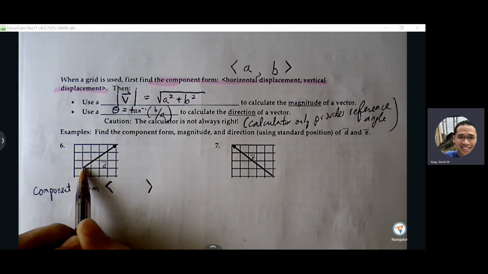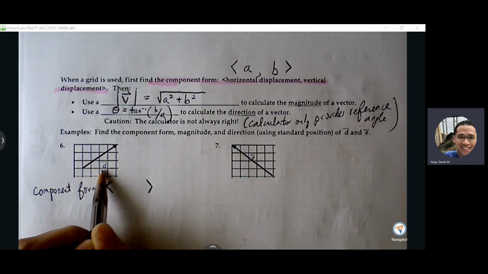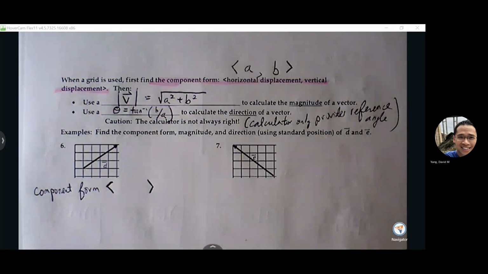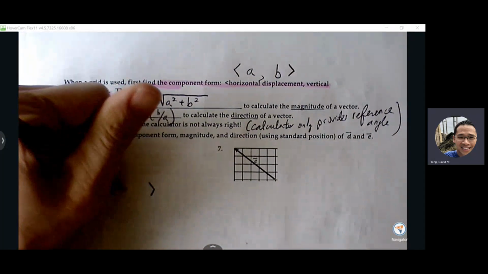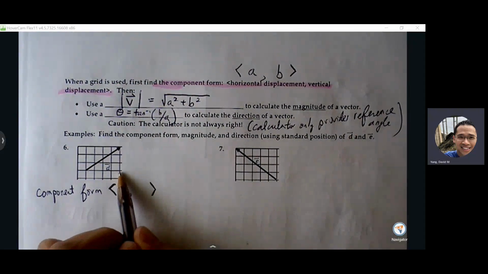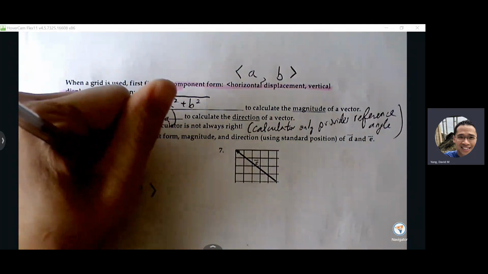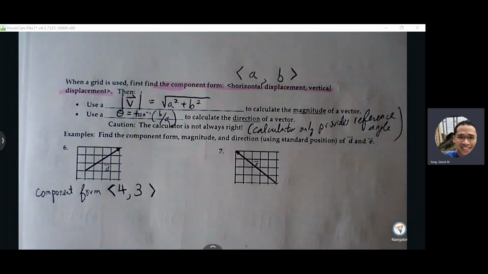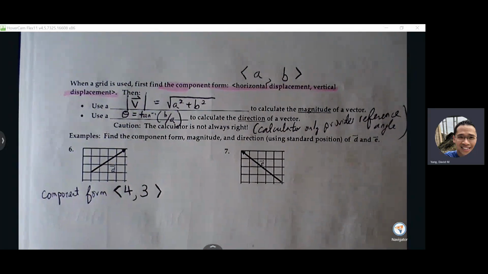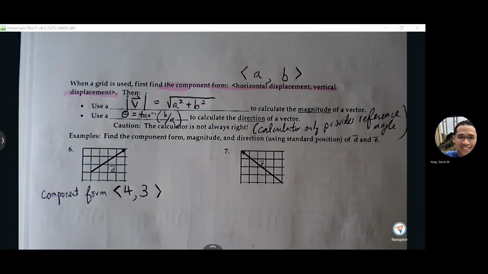So we have to count how many units I'm going to move to the right. 4 units, so 4, comma. And then from there, you move up how many units to reach the tip? 3. There's your component form. Right is positive, up is positive, left will be negative, and down will be negative. But the first number is always your horizontal movement, and the second number is always your vertical movement.